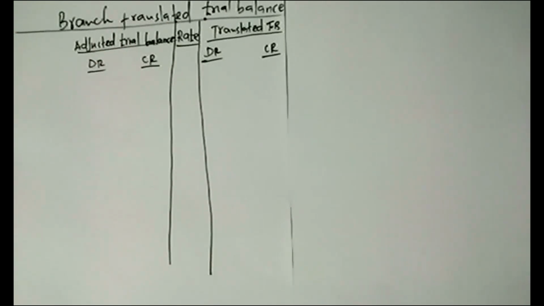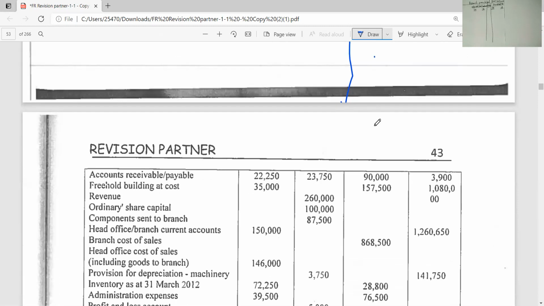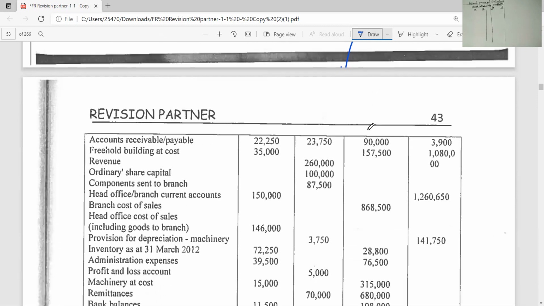So this is the relevant trial balance to translate. But now here we will be translating the overseas branch. So this is the relevant branch I will be translating. So the items of this overseas branch, of which we need to start here.